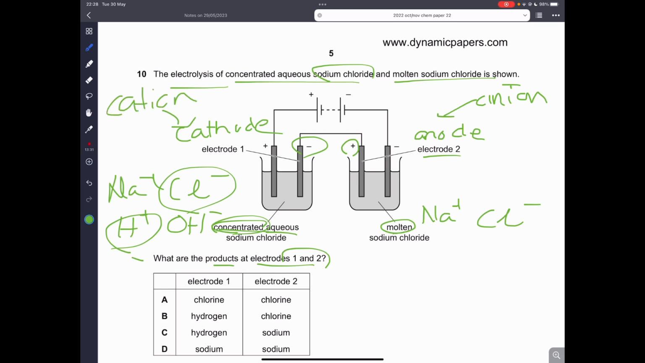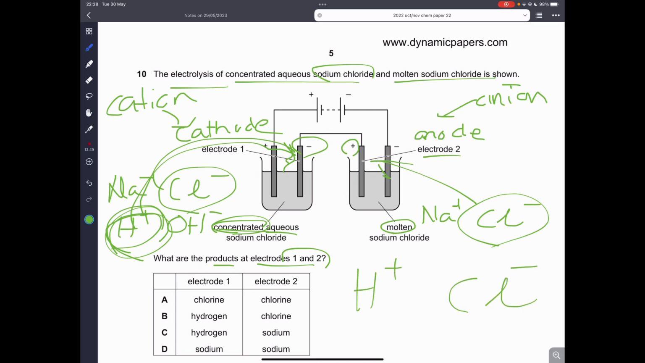So in this one, hydrogen ion is going to go there, because it is the cation going to the cathode, the negative terminal, and here the anion is going to the anode, which is the positive terminal. So chloride ion is going to be selectively discharged. So H plus and Cl minus are going to be discharged in their respective cells. So here the electrode 1 would be hydrogen and the electrode 2 would be chlorine. So B is the correct answer.